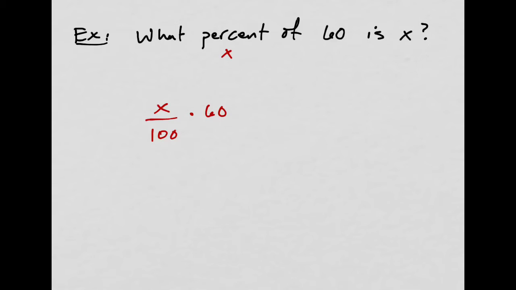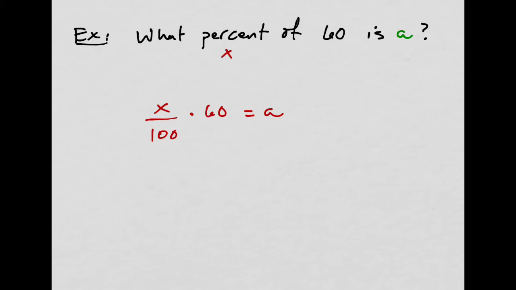60 is x. Oh wait, I used x. How about we call that a? So what percent x of 60 is a? So I'm going to write down a percent. Remember, a percent is always out of 100. So x is the percent of 60, and then equals a. So in this particular question, we won't be able to get an actual number. We're just going to be able to get x in terms of a.